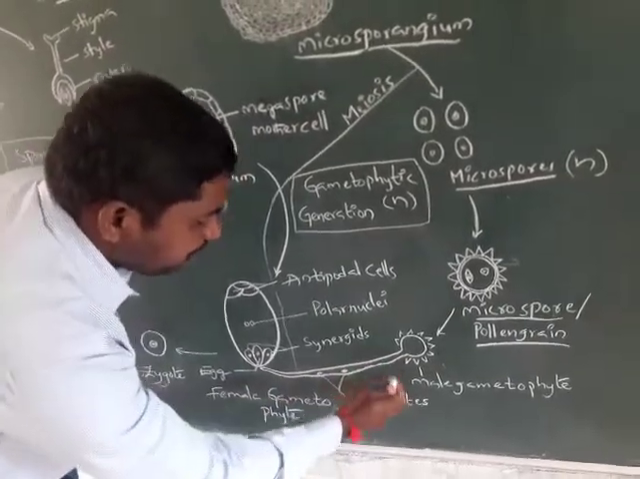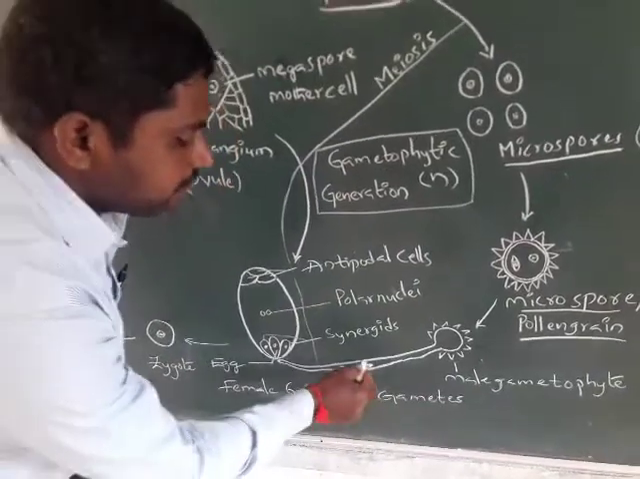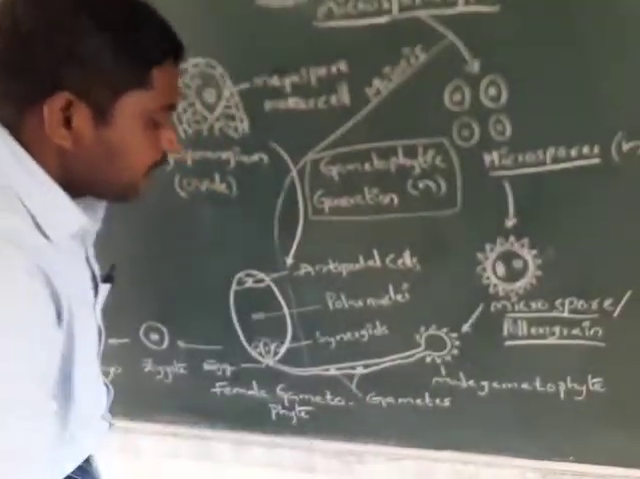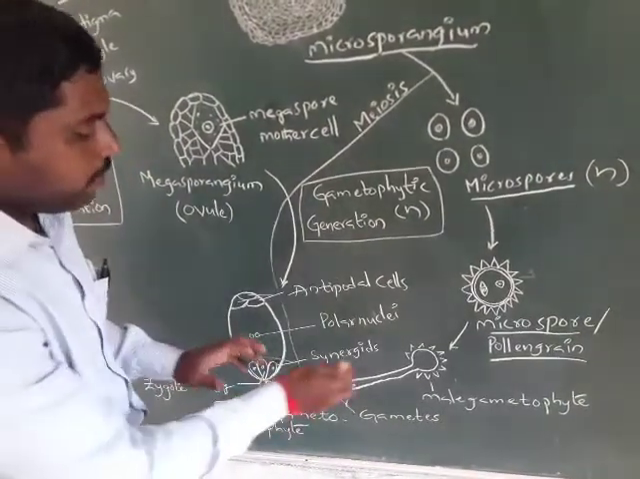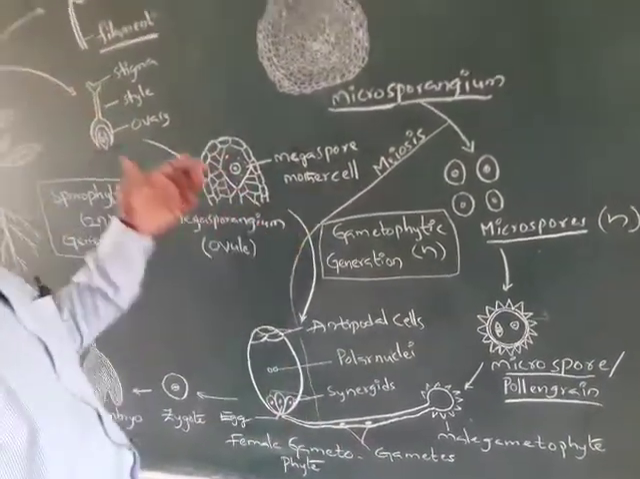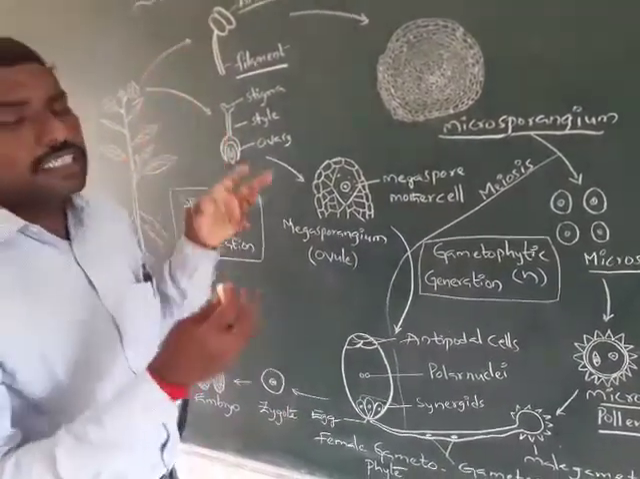Here it is a male gametophyte. It has two male gametes, and it releases these male gametes to the embryo sac. Before this, the mature anther releases the pollen grains.